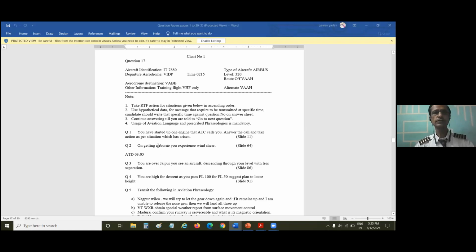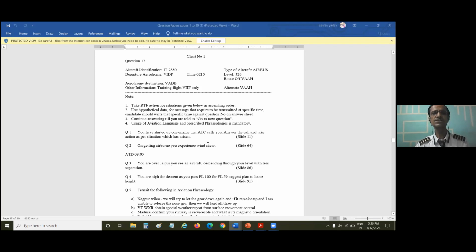Question number 2: on getting airborne, you experience wind shear. Now, see, on getting airborne, that means you have taken off. Now you have left Delhi. They are not saying at what level you are. Remember one question paper in which it said you are airborne at flight level 60 and you experience the flaps are stuck. In that they had given the flight level. Here they have not given the flight level. So getting airborne, that means you have just taken off. That means you are on the takeoff path, you are somewhere.